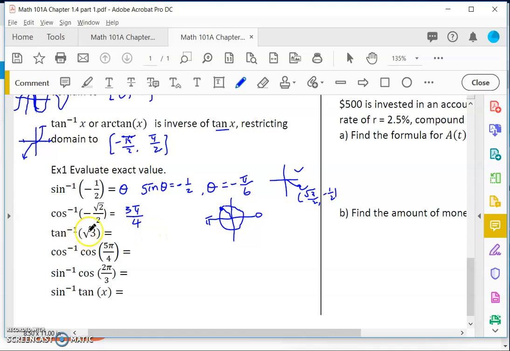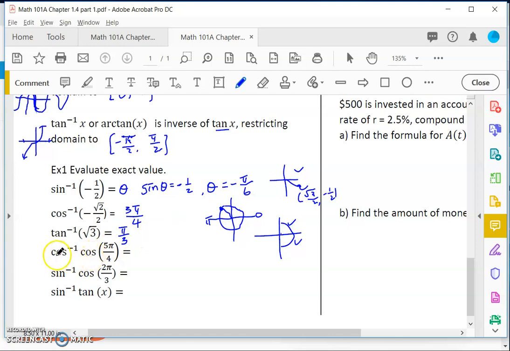What about tangent inverse? Now, all these inverse functions are as if you are solving an equation, but you only want to look at a certain quadrant. So for tangent, we look at these two also. So when is it positive? Positive is when we are in the first quadrant, so it's pi over 3.